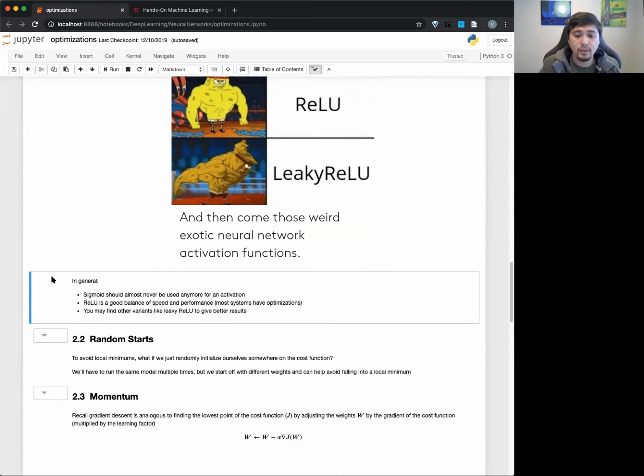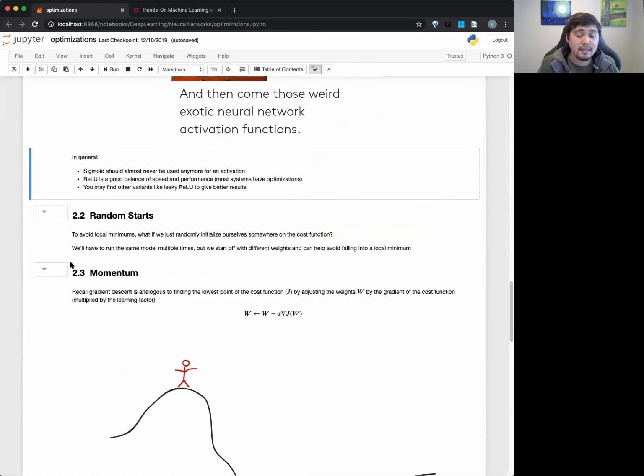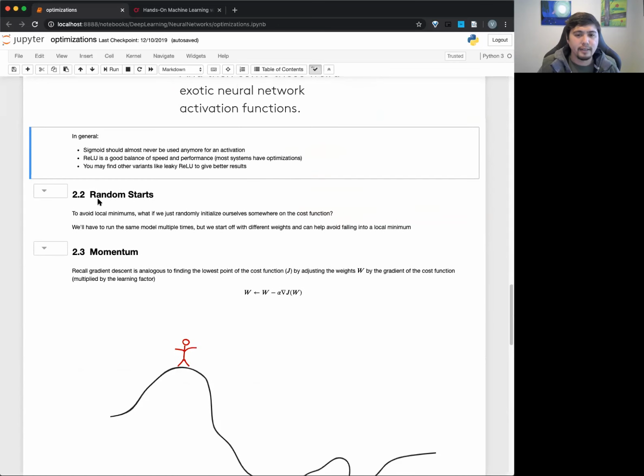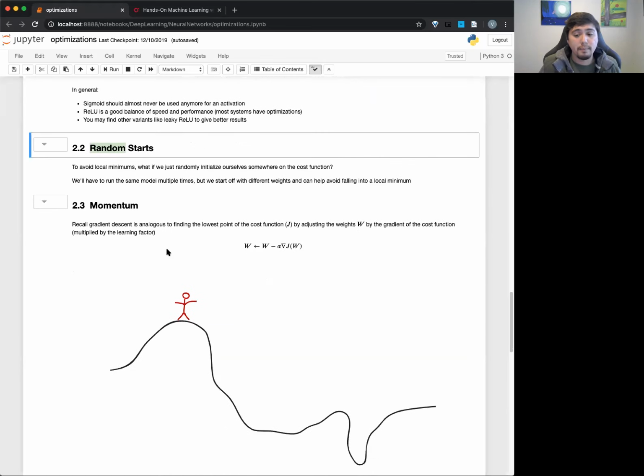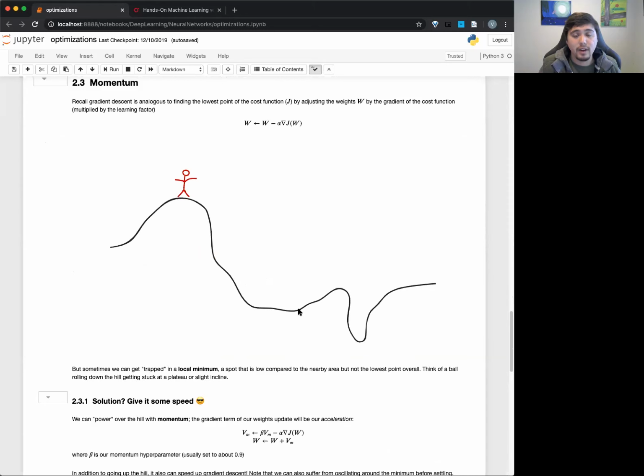Okay, cool. We talked about random starts. So basically there's grid search, but with random searching, just starting in different spots so we can find the global minimum compared to finding a local minimum, like in this graph. I think where we left off last time was momentum.